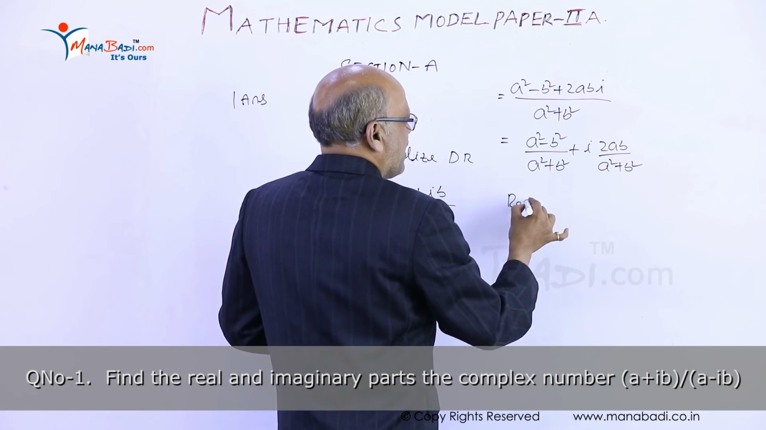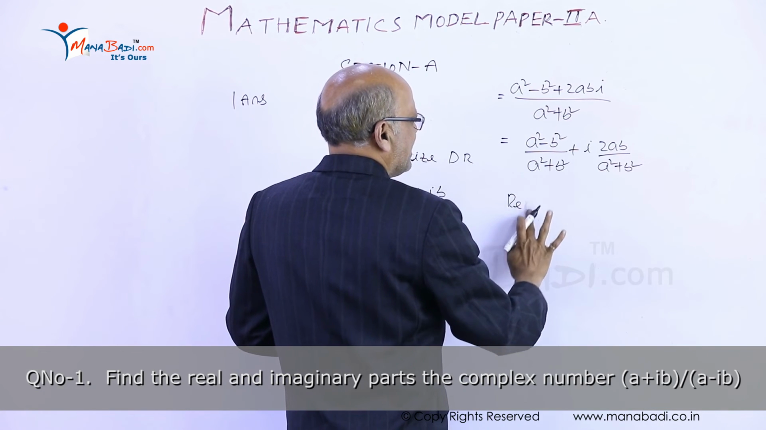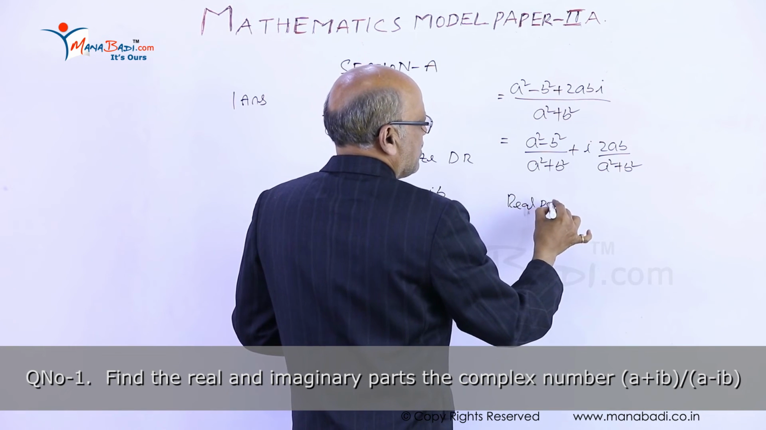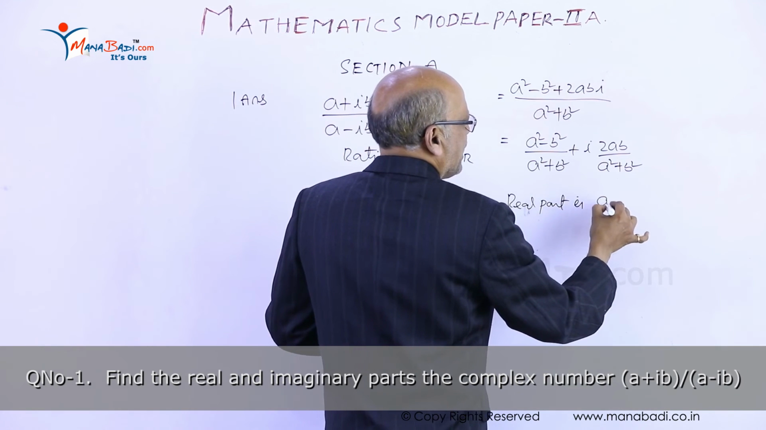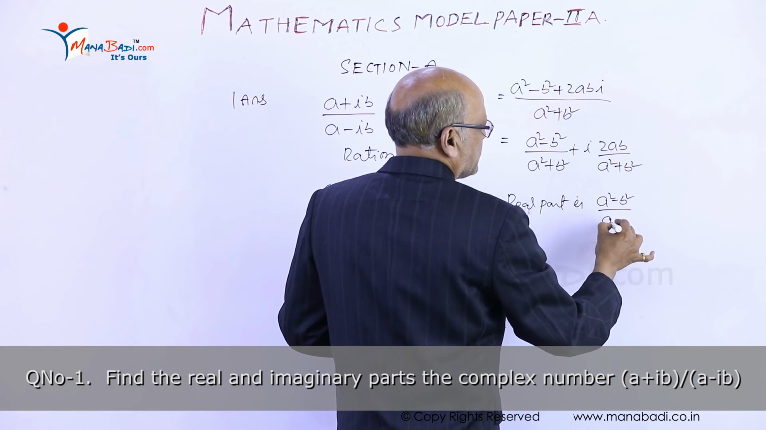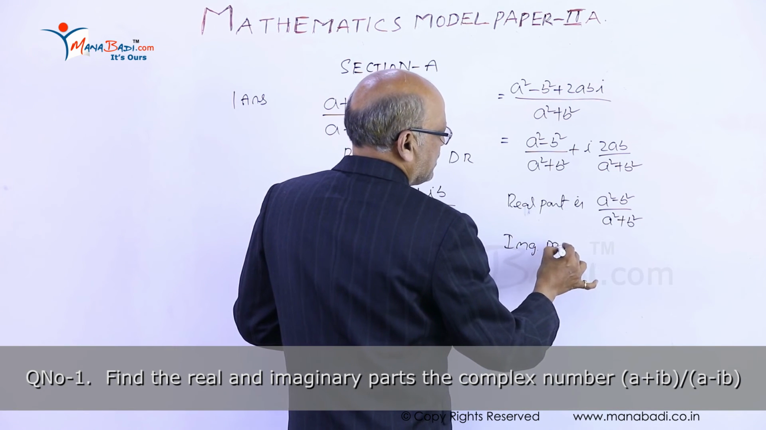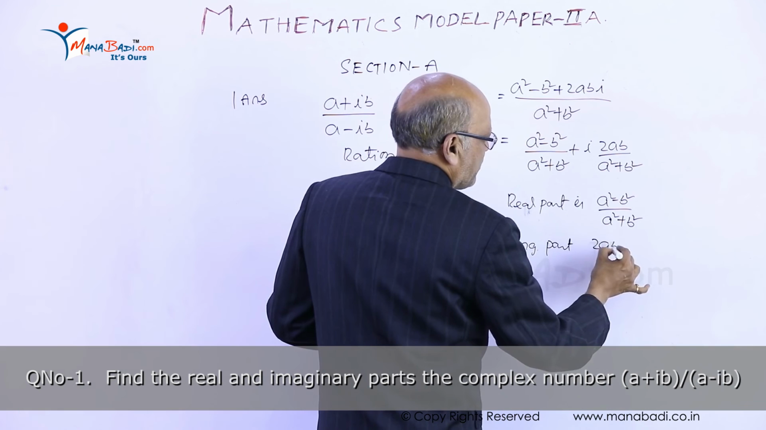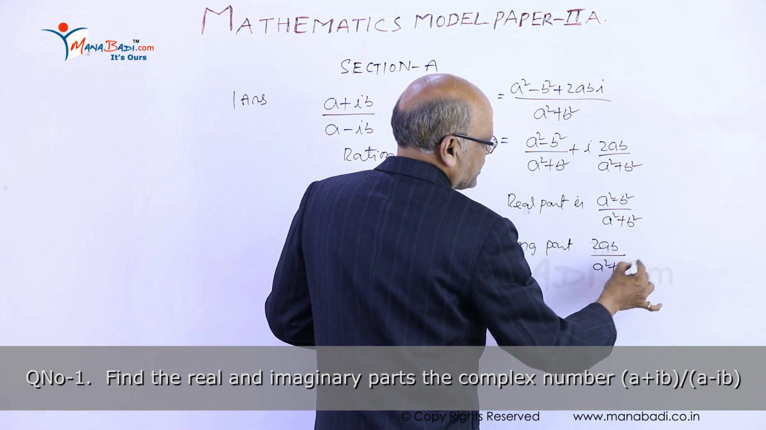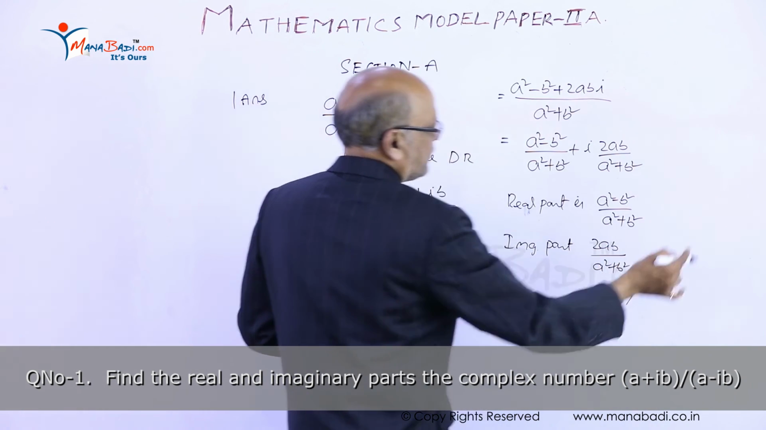So the real part is (a square minus b square) by (a square plus b square), and the imaginary part is 2ab by (a square plus b square). This is the answer to the first question.